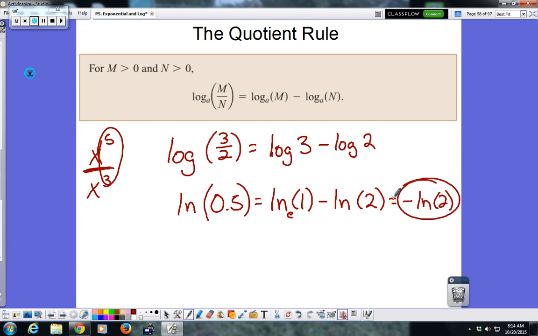So I would need you to go that extra step and clean that up. And the log of any base of 1 will always be 0. So here we go.